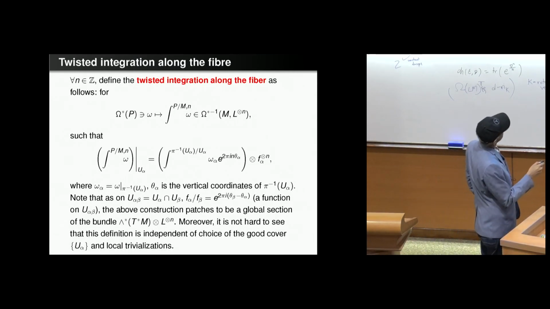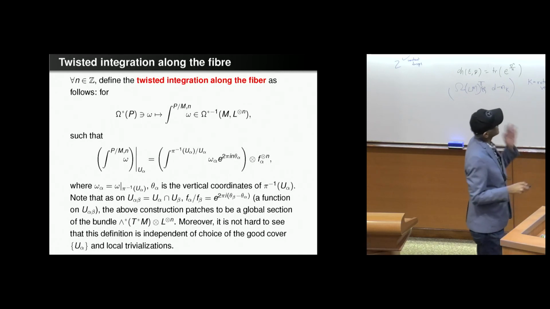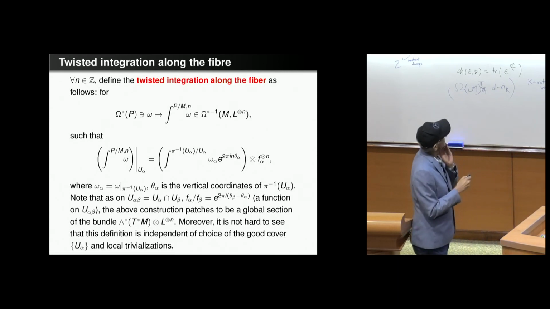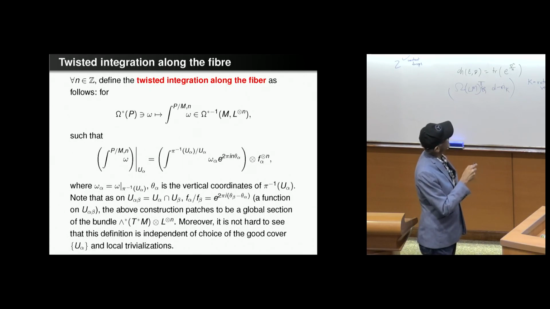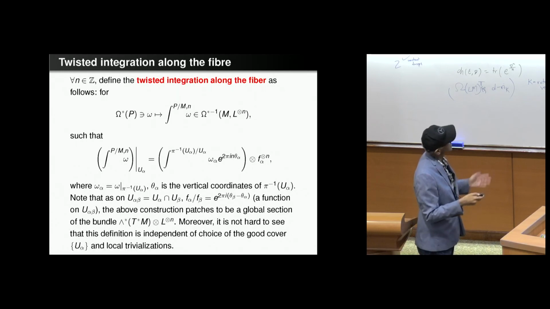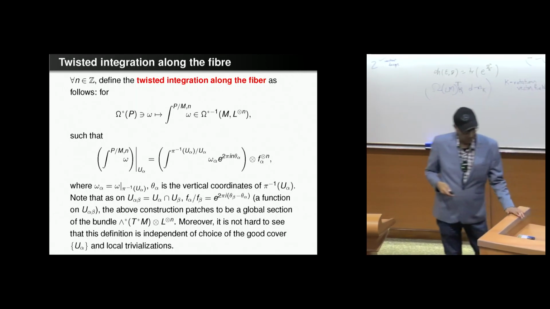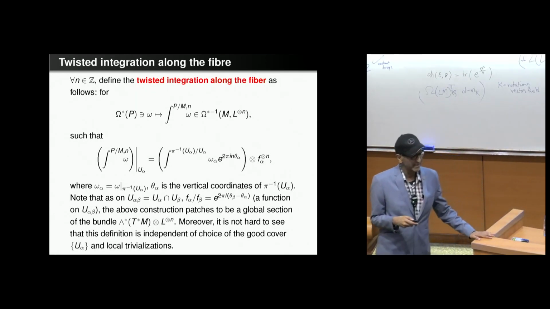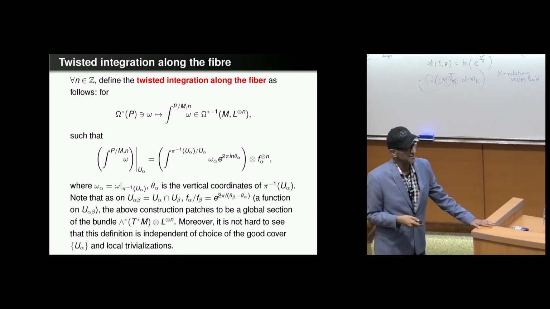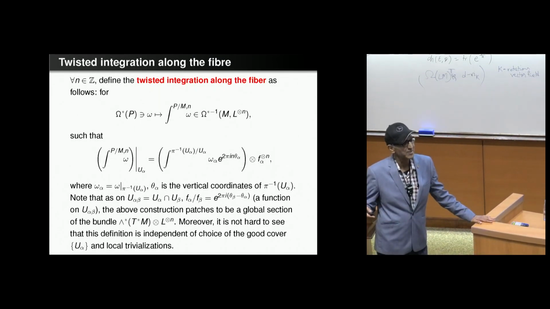So these f alphas are defined here. Theta alpha is the vertical coordinate along this circle. And f alpha over f beta is e to the 2 pi i (theta beta minus theta alpha). It's a function on U alpha beta. So this construction is actually global. It's independent of all choices, and it's also independent of the good cover. So it really generalizes integration along the fiber and could be useful in many other situations.